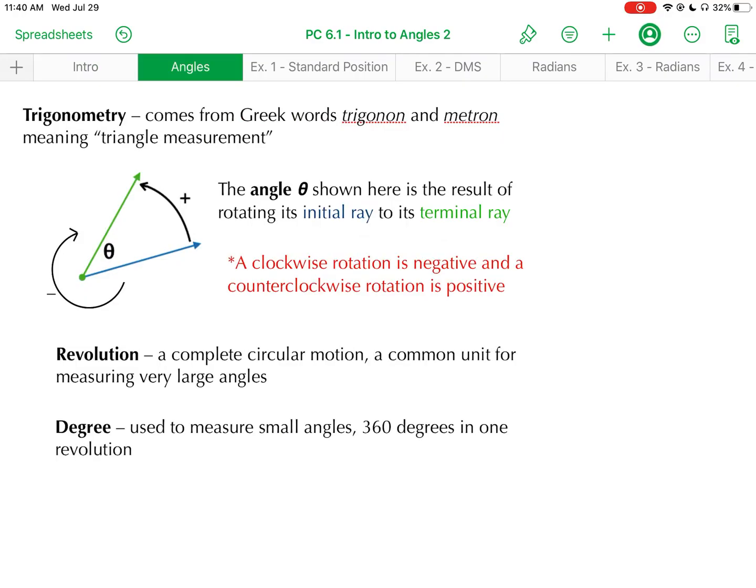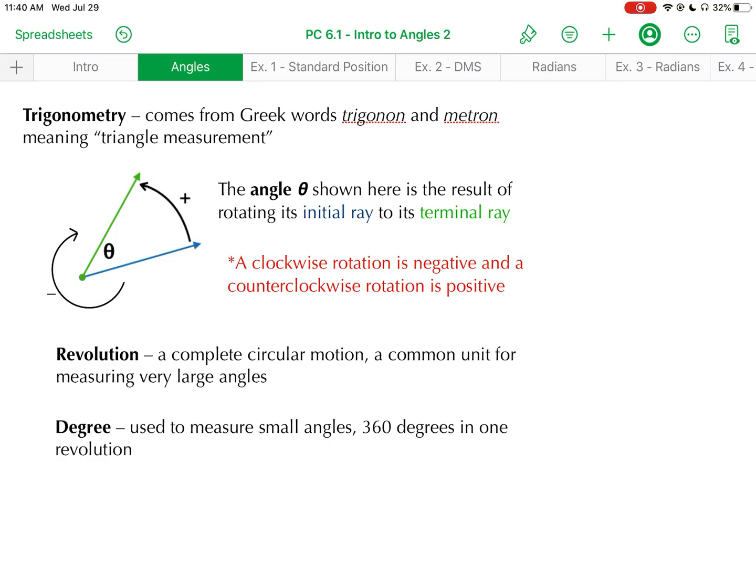Briefly, let's discuss the word trigonometry. This is a Greek word. It actually comes from two Greek words put together, trigonon and metron, which, when put together, mean triangle measurement. So we're going to see as we move throughout the unit how the study of trigonometry is closely related to triangle measurement. You're not really going to see it in today's lesson, but you'll see it here pretty soon.